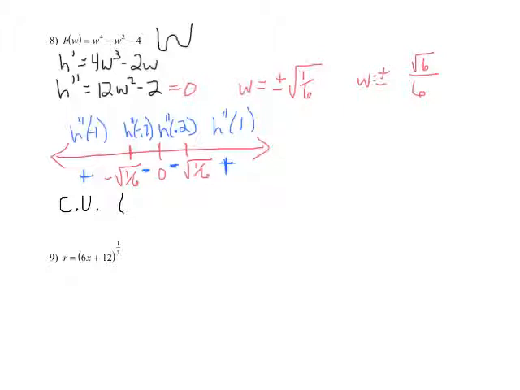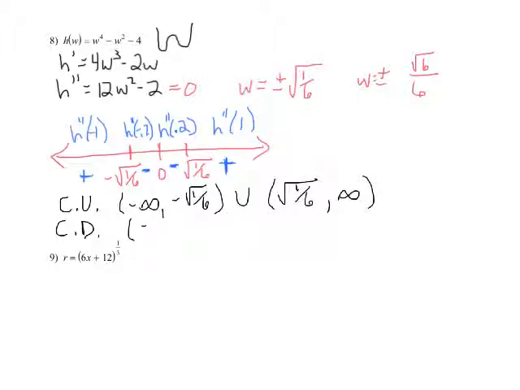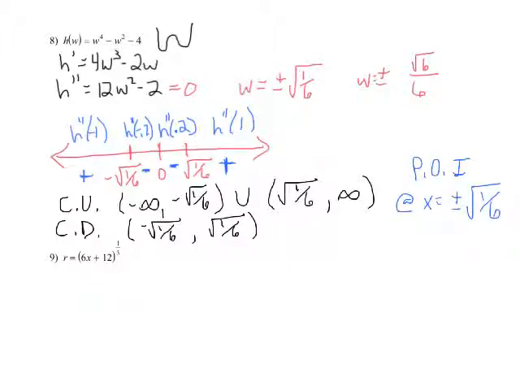So we are concave up from negative infinity to negative root 1/6, and we are also concave up from positive root 1/6 to infinity. We are concave down from negative root 1/6 to positive root 1/6. And we get our points of inflection at x equals plus and minus root 1 over 6. So keep in mind, a point of inflection is not where the second derivative equals 0, but rather where the second derivative changes signs from positive to negative, or negative to positive.